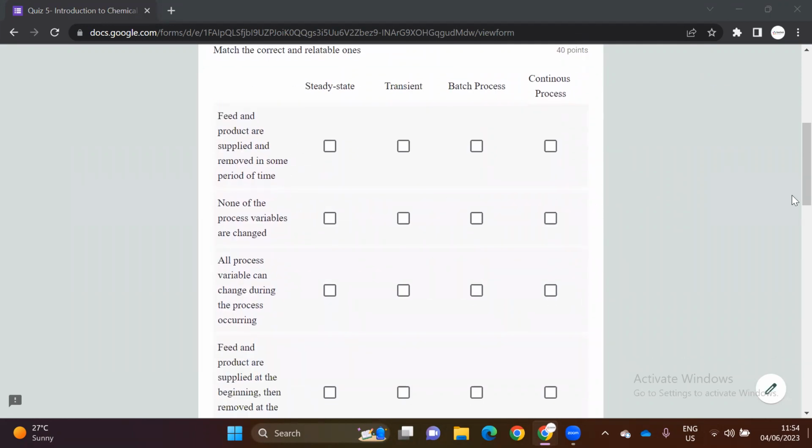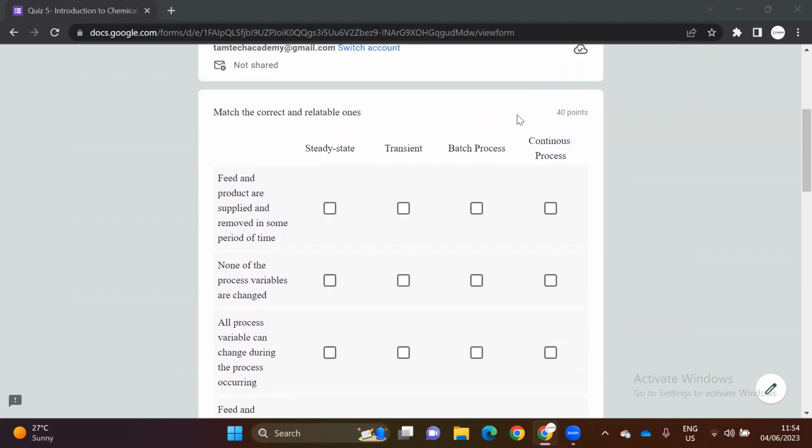So the first question: match the correct and relatable ones. We have 4 different main statements here, as you see, and 4 different given types of process. The first one is steady state, second one is transient, batch, and continuous. In general, batch and continuous are process types. So what is a batch process?